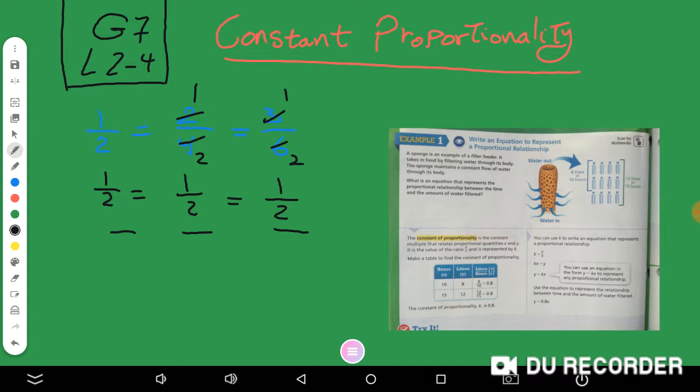So I can call the relation between ratios, if it's proportional, it must have constant proportionality, okay? So let's take an example here.